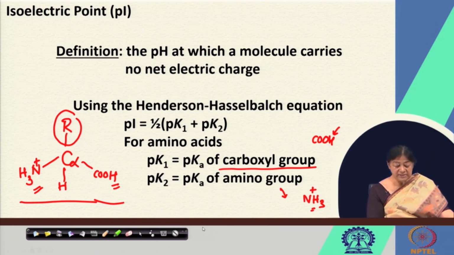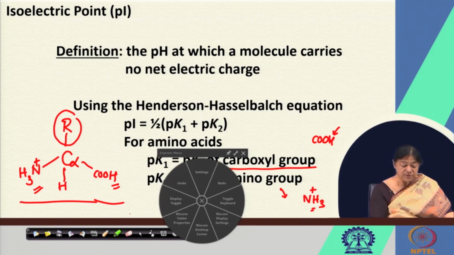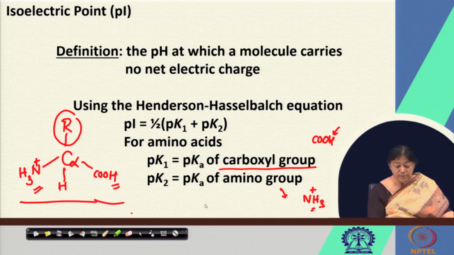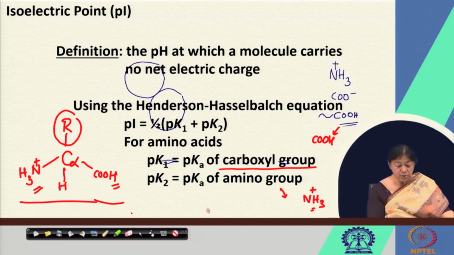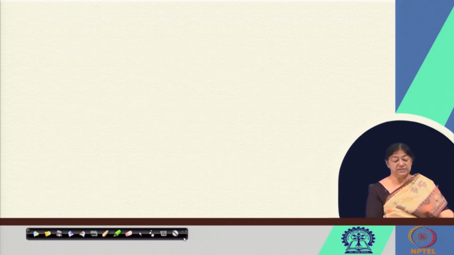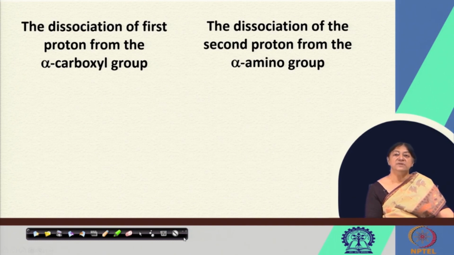If we try to understand this further, we will have to see what we mean by these basic characteristics. So, let us look at the next set and try to understand what this amino acid characteristic is. We have the dissociation of the first proton from the alpha carboxyl group, followed by the dissociation of the second proton from the amino group, and this is common for all amino acids.